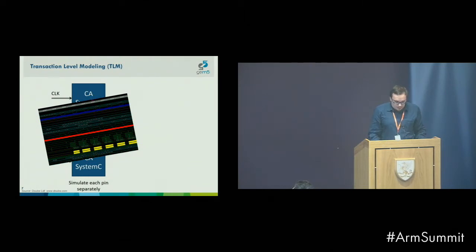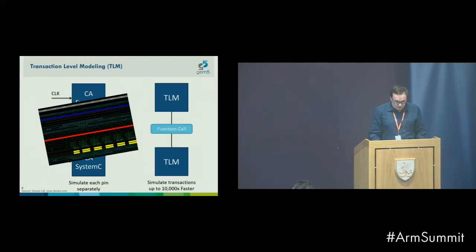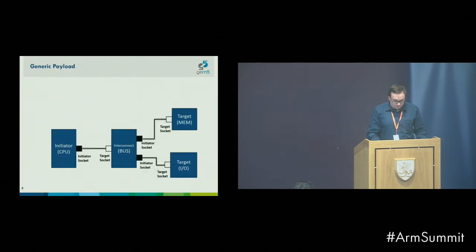On the other hand, what is TLM now offering? Instead of simulating all these bazillion events, communication gets abstracted with the help of function calls where we transfer references. That makes the simulation, depending on the level of accuracy that you choose, up to 10,000 times faster than a VHDL simulation.